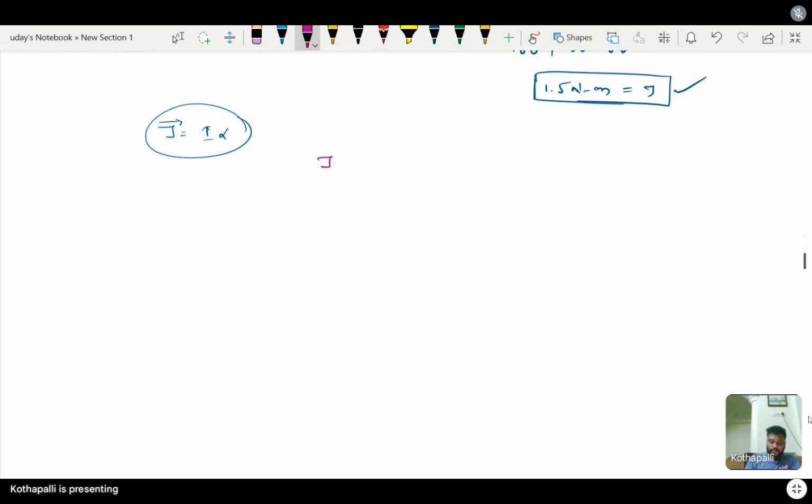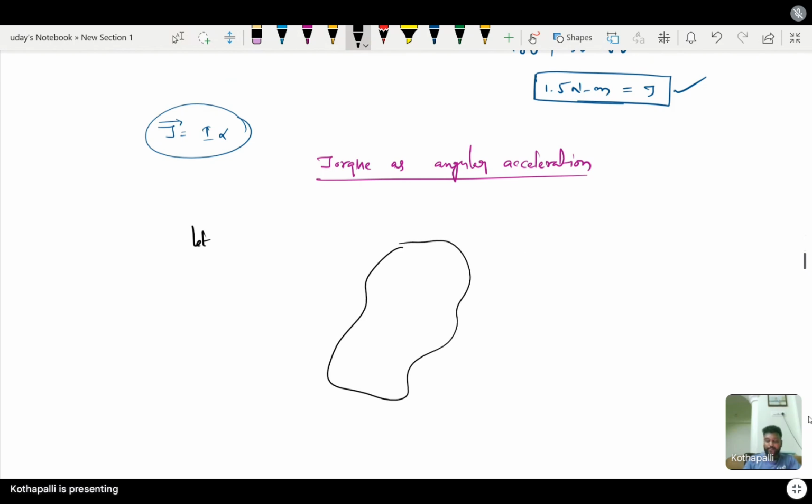Torque in terms of angular acceleration. That is the case. Okay. Yeah. Let us consider a rigid body, something like this, which is fixed here.